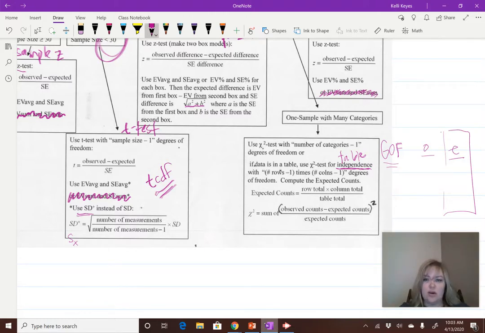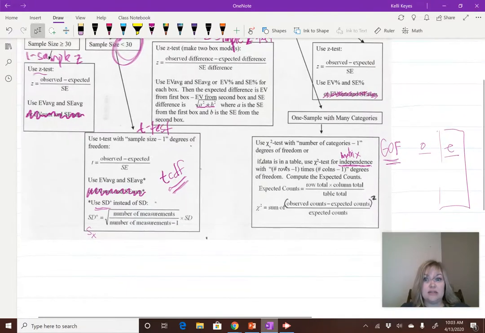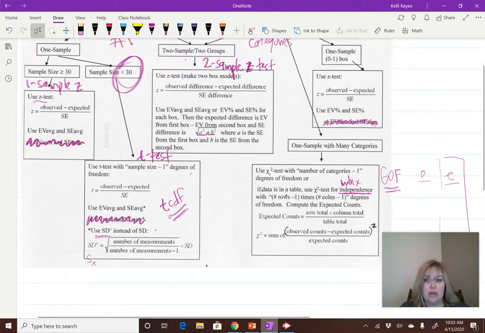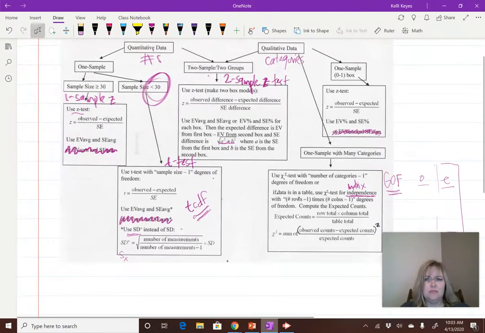Anyway, so independence is the table. Oh, it has a table, but then you store it as a matrix. And then the goodness of fit is just observed and expected. But you guys probably remember those best because they're the most recent and they're pretty easy.